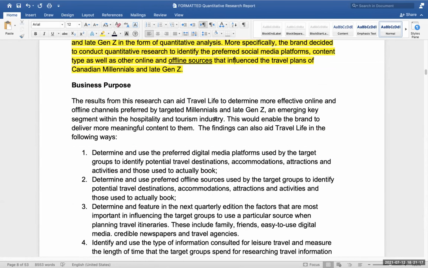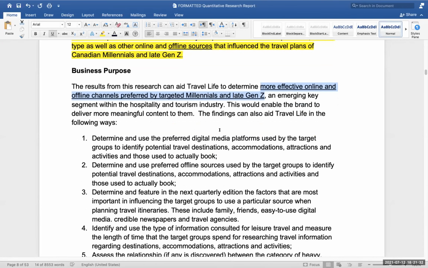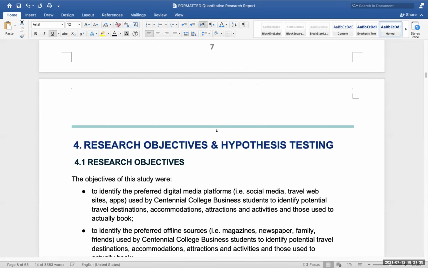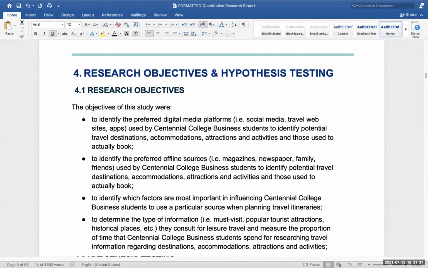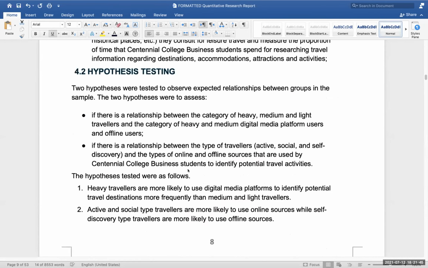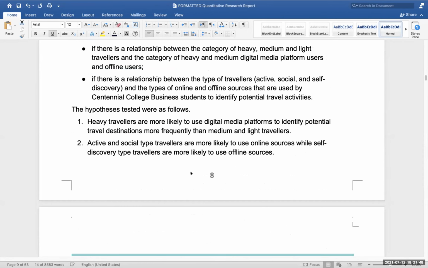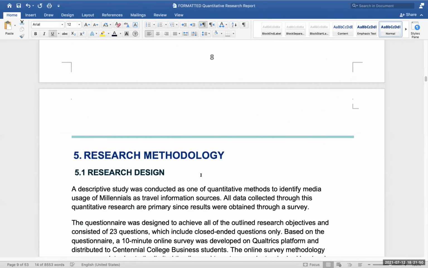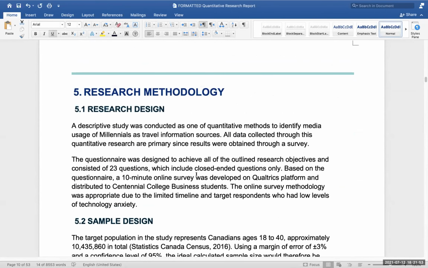So now there is a need for research to determine the more effective, preferred online and offline channels targeting millennials and late Gen Z. All right, and it goes into a lot of details. You have the hypothesis. You find that the quantitative study is a little bit more detailed. You have to talk about research design, sample size.